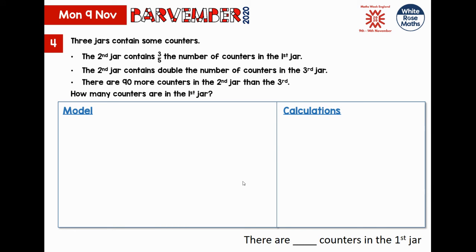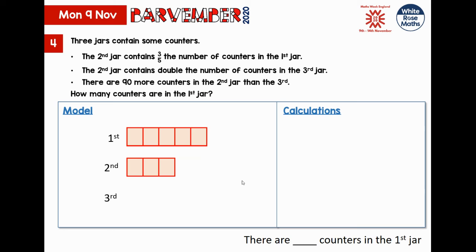And question 4. Again, we're going to check how many bars we need, first of all. And it looks like 3 because we've got 3 jars. Now, the second jar contains 3/5 of the number of counters in the first jar. Now, that suggests to me very strongly that we're working in fifths. So we're going to divide our first jar up into fifths, and we can see that our second jar represents 3 of those.